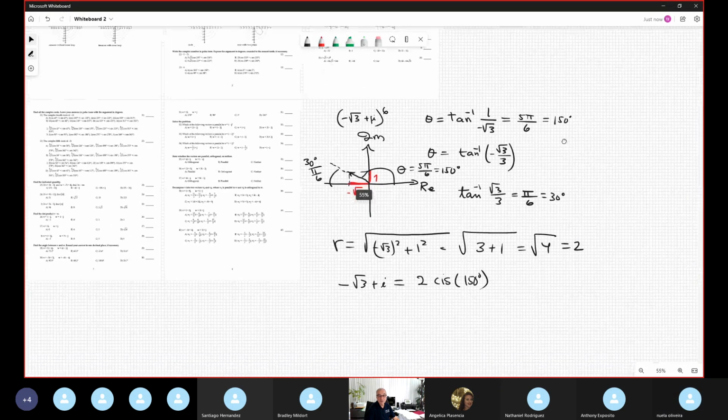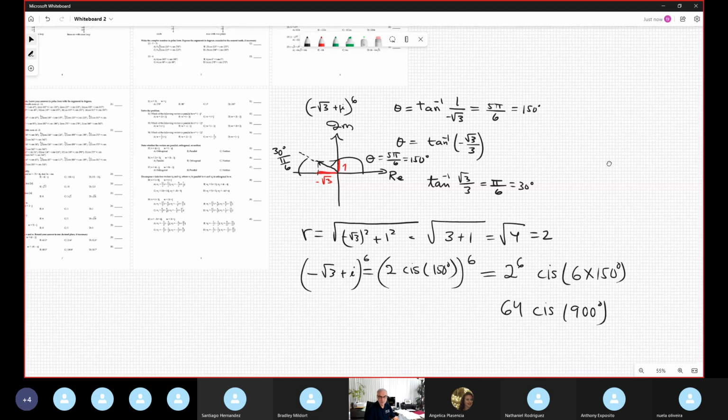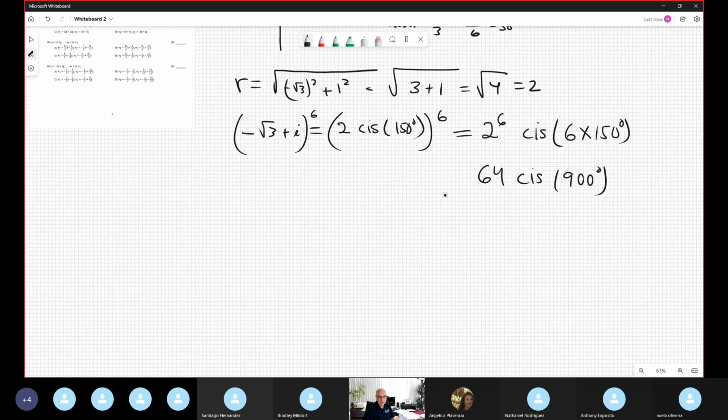Yes. Now raise to the 6th power, and you use De Moivre's formula. De Moivre says when you raise this to the 6th power, the modulus is 2 to the 6, by the way 64, times cosine plus i sine of the multiplication, 6 times 150, which is 900. And we did that, but let's do it again. 900 divided by 360 is 2.5. And 0.5 multiplied by 360 is 180.